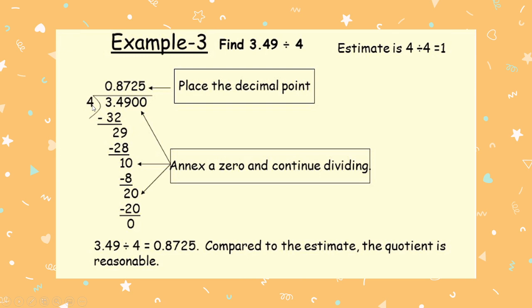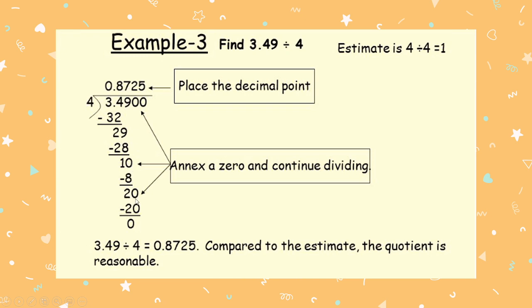So we begin our process. 4 times 0.8, it'll give us 3.2. That'll bring it down to 29. Then we multiply 4 times 7, which will give us 28. Subtracting will give us 1, but we want to keep going, so we add that extra 0. 4 times 2 will give us 8.